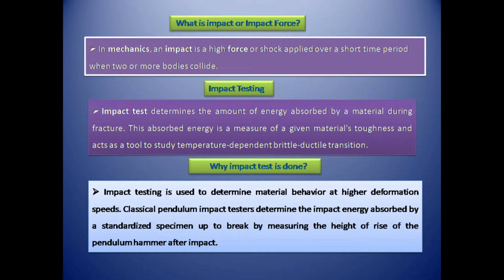Hello everyone. Today I am going to discuss impact testing. Now, what is an impact test?